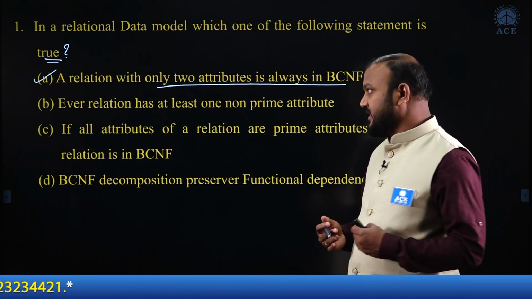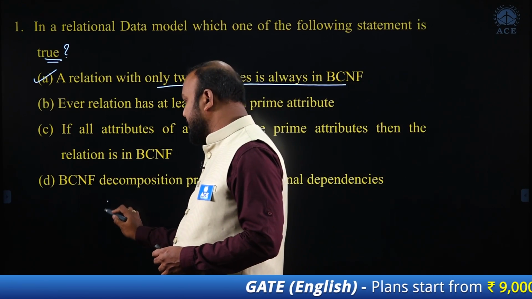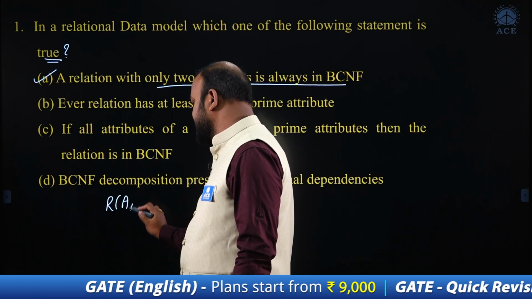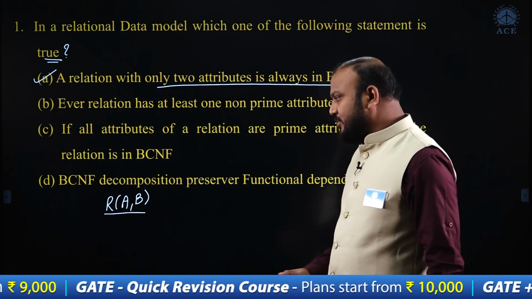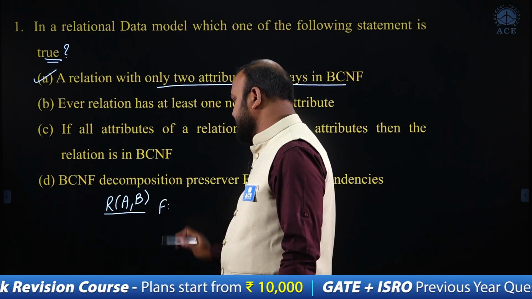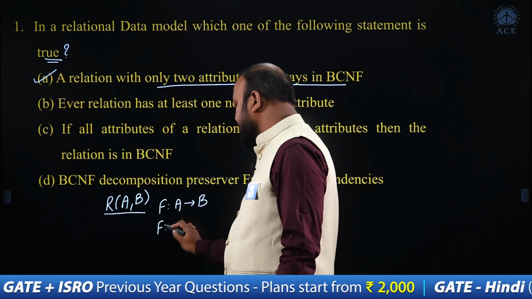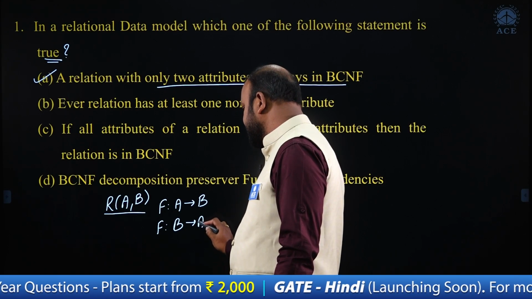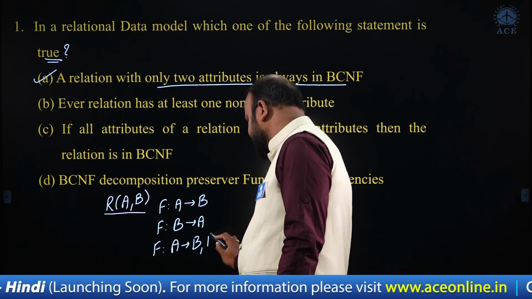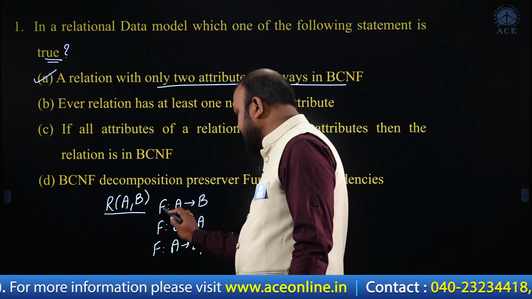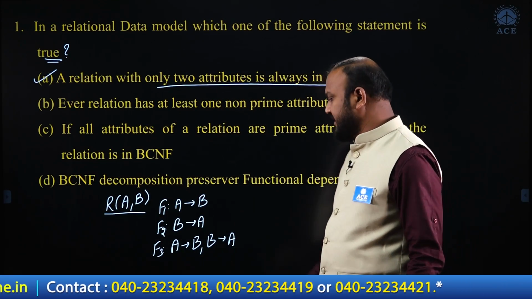You may ask me, sir, why is this a true statement? Let me explain with a small example. Suppose I have a relation with 2 attributes, R(A, B). Just think about the possible functional dependencies. The possible functional dependencies are A to B, or B to A, or both A to B and B to A. It means we have 3 possible sets of functional dependencies on a relation with 2 attributes.